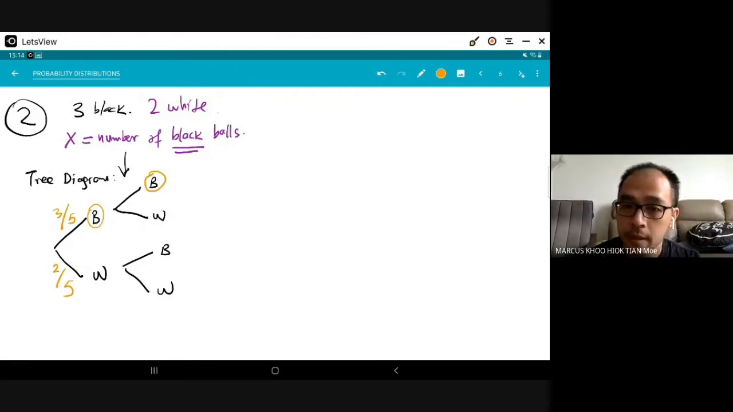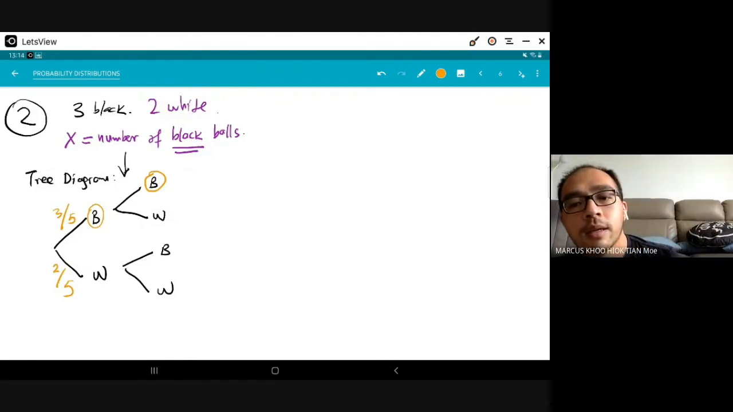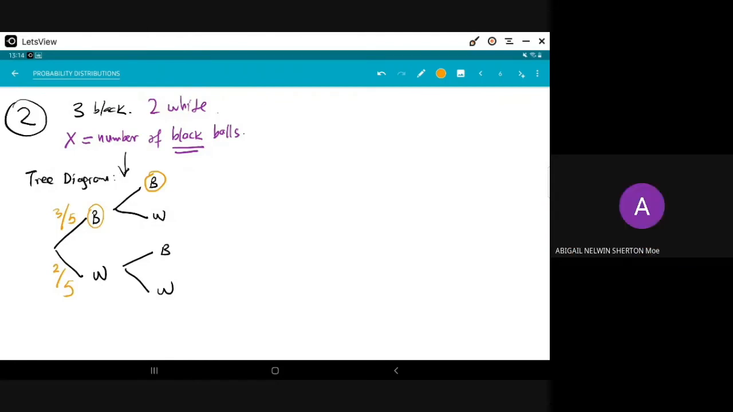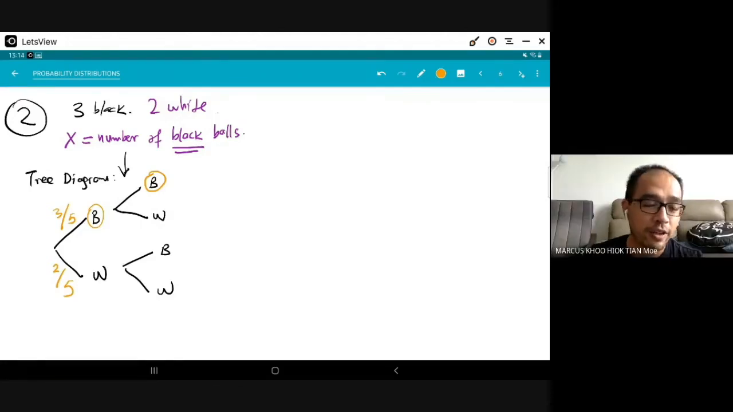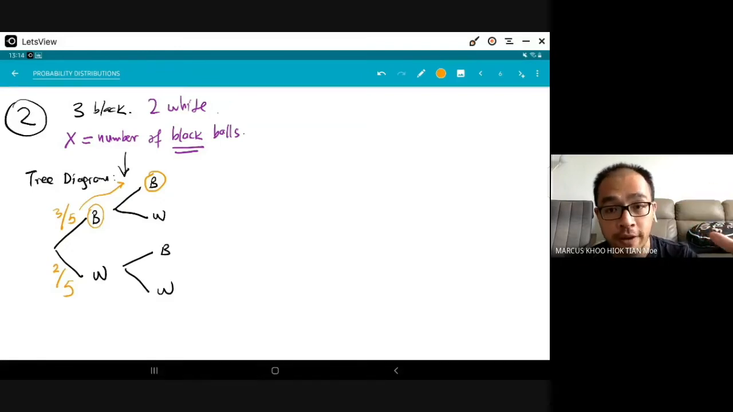Abigail? Can you repeat that, sir? Okay, so I'm going along this path now. I'm taking out 2 black balls. So Garrett just now said, the first time I take out a black ball, the probability is 3/5 because there are 3 black balls and there are 5 balls altogether. Now I've taken that black ball out and I put it aside. And then the second time I want to draw out another black ball. So Abigail, what is the probability of drawing out the black ball the second time now?